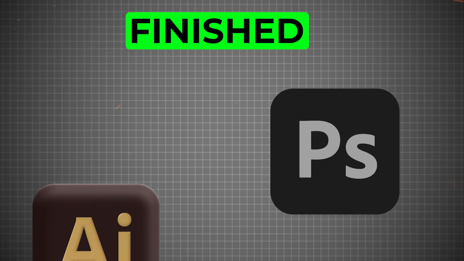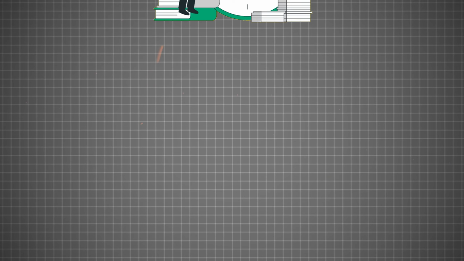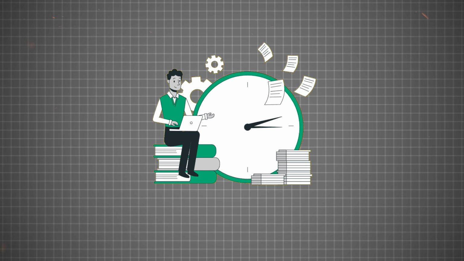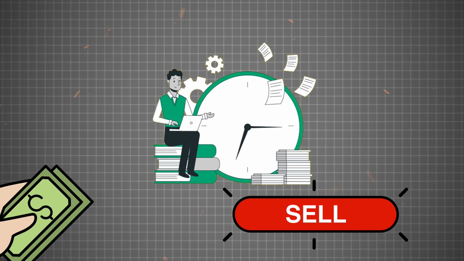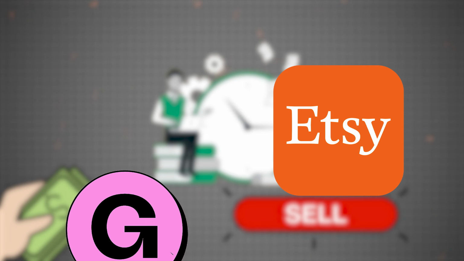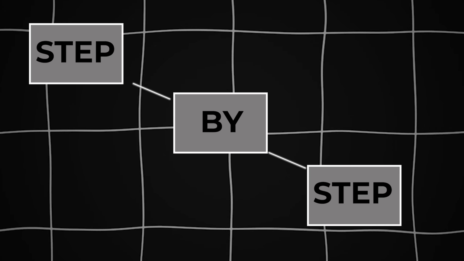Now you've got your finished product, and you haven't even touched Photoshop or Illustrator. Step 5. Sell it on Etsy or Gumroad. Most of our hard work is completed. Now it's time to sell this thing and get paid. We can sell this either on Etsy or Gumroad. I will show you the step-by-step process for listing on both platforms.